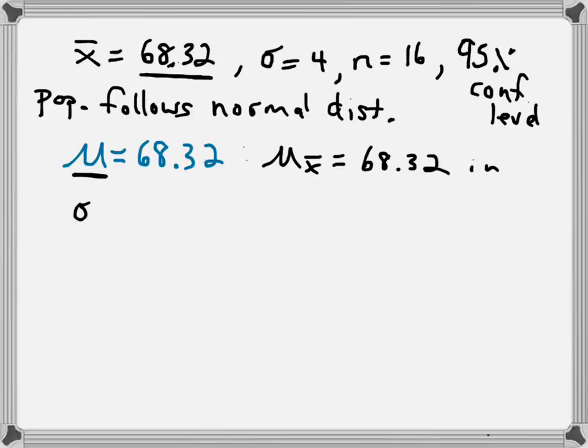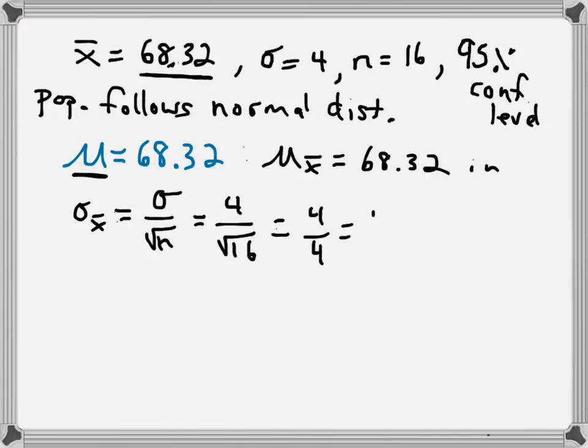Now, what's the standard deviation of the sampling distribution? Well, that's going to be what we learned last time: the population standard deviation, which was 4, divided by the square root of the sample size, which is 16. So that's 4 over 4, since the square root of 16 is 4, or 1. Okay, so why am I doing this? This is like last chapter, right?